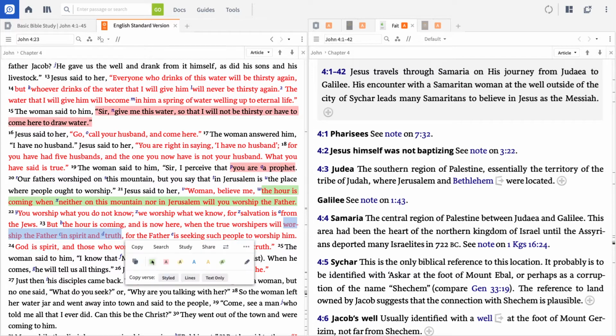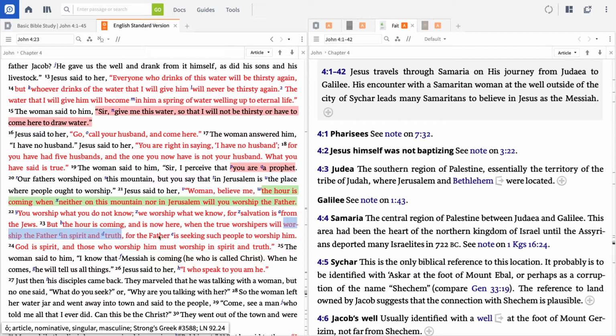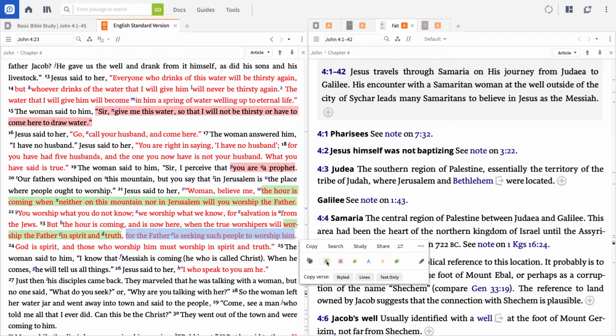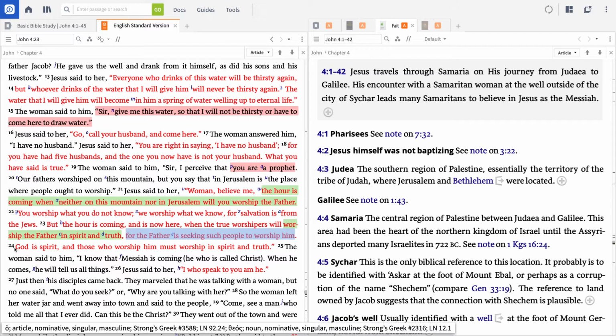That looks significant as well. "For the Father is seeking such people to worship him. God is spirit, and those who worship him must worship him in spirit and in truth." Now, this is quite interesting as well.